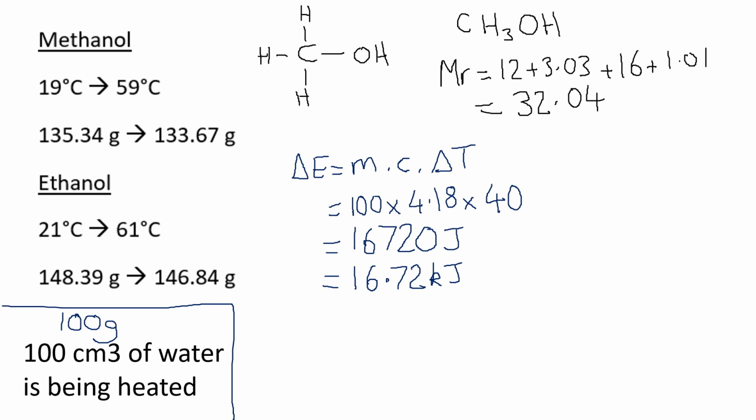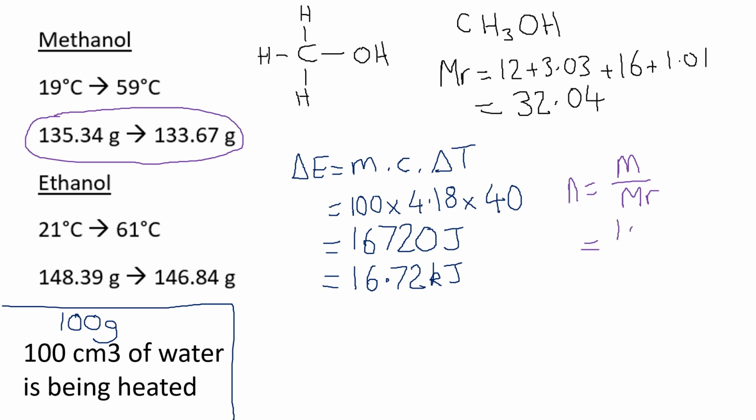Secondly, then we need to work out the number of moles of the fuel that were being burned. So n equals m over Mr. Well, the mass is going to be the difference between these two numbers here. So what this shows us is that 1.67 grams of the fuel were burned. We've already said that methanol has a molecular mass of 32.04. So if we put that in your calculator, we've used 0.0521 moles.